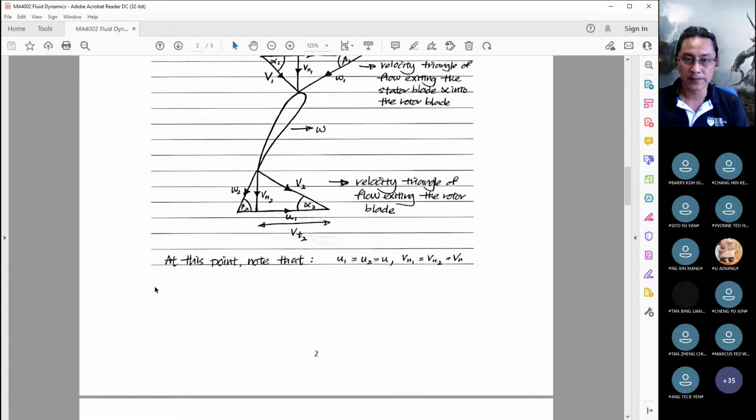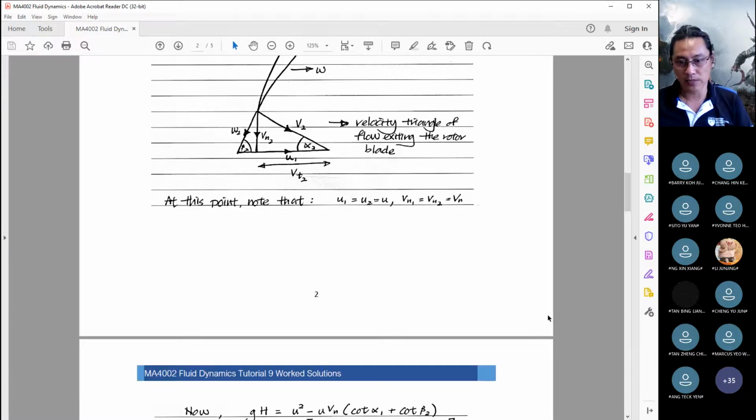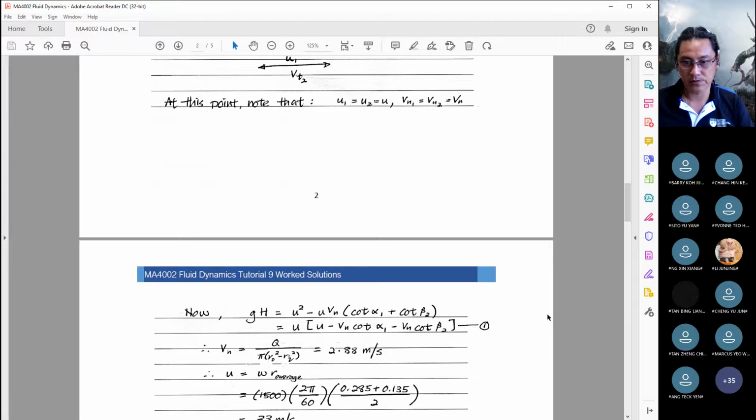Okay, so now this is an axial flow problem. We know that for axial flow devices, U1 equals U2 equals U, because the entire blade is spinning at the same omega. And if you think about it, Vn1 must be equal to Vn2. Since they're the same, why don't we just call it Vn, the same way we let U1 equals U2 equals U. Once you are clear on that, we can proceed to solve the question.